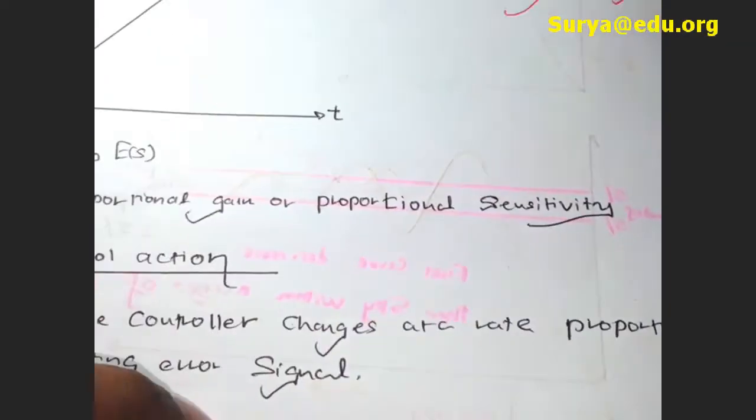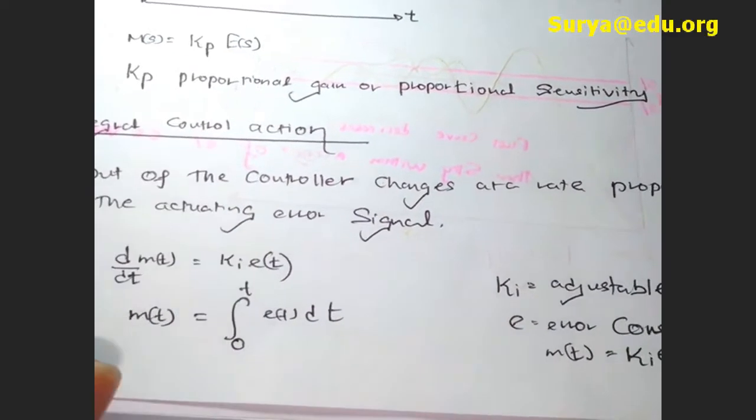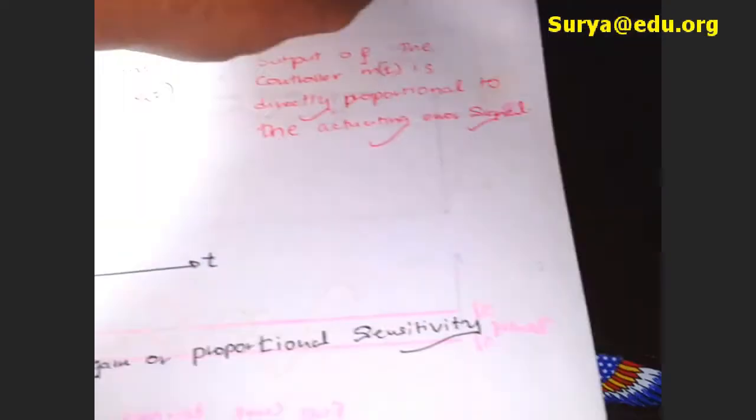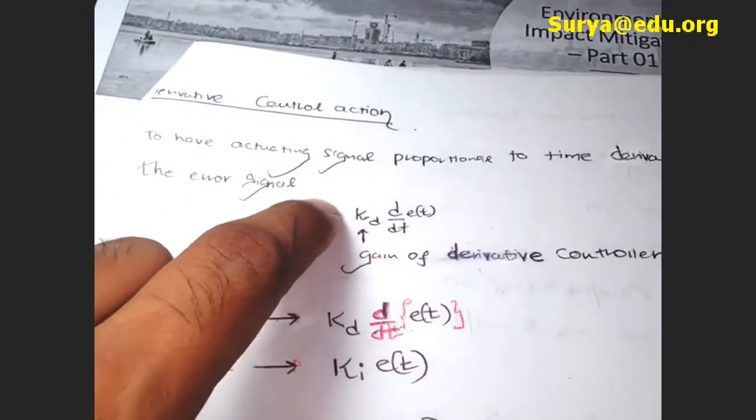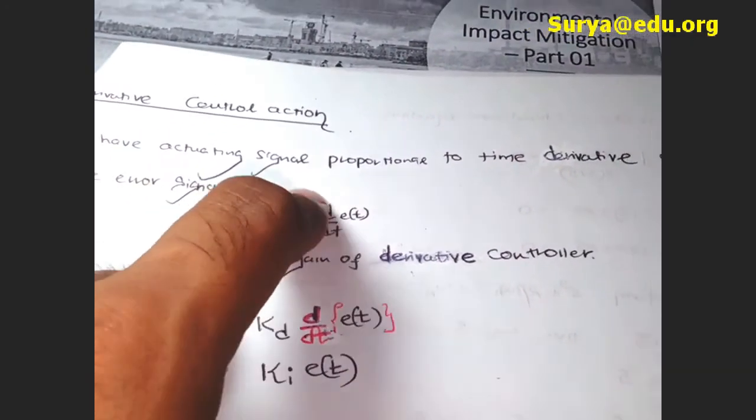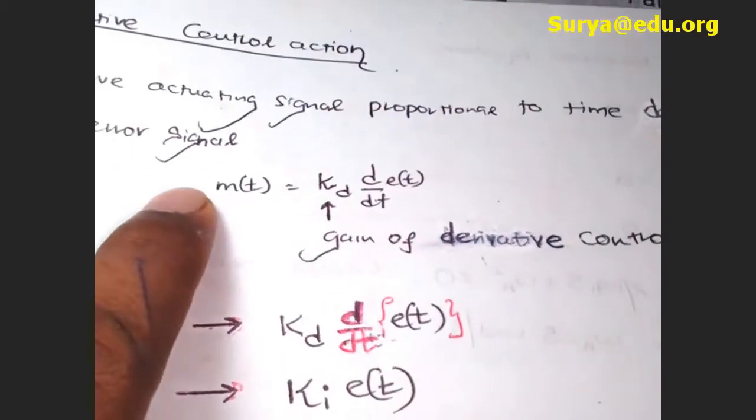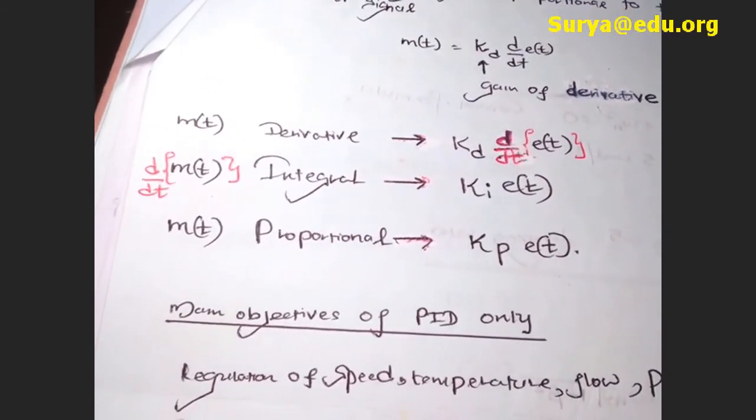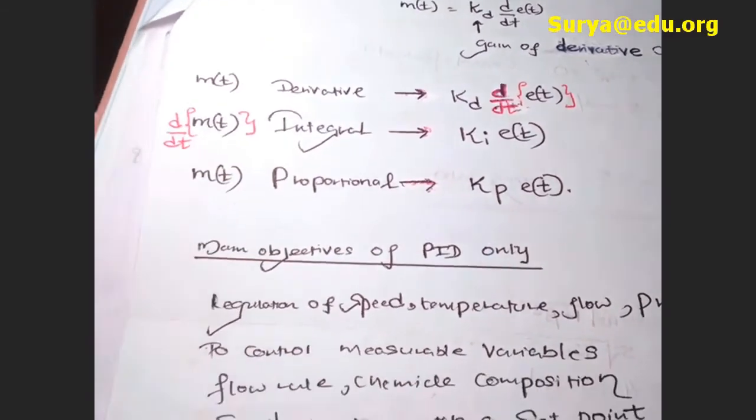That's it. And important formulas like these are terms: integral control action and proportional control action. And then the derivative control action, to have an actuating signal proportional to the time derivative of the error signal, right? So you can just check the answers. This is how you show the derivative controller, this is how you show integral, this is how you show proportional.